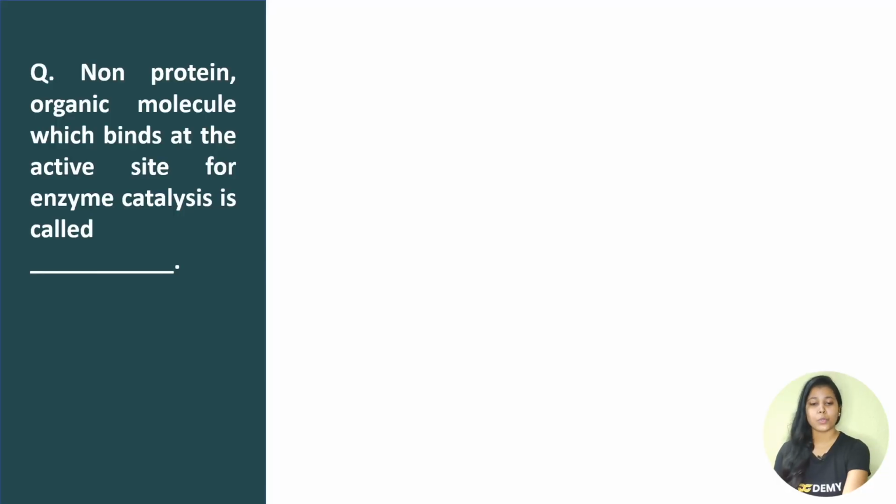So starting with the first question, we have: a non-protein organic molecule which binds at the active site for enzyme catalysis is called dash. Now we have to see the keywords in this question. Here the question is asking about some molecules which are non-protein in nature and organic in nature. So there are some non-protein organic molecules which come and bind at the active site of the enzyme, and that is carrying out the enzyme catalysis, and the molecule is called dash. We have to tell the name of the molecule.